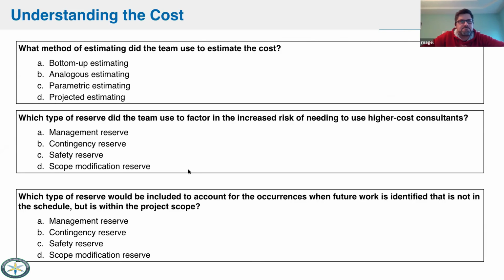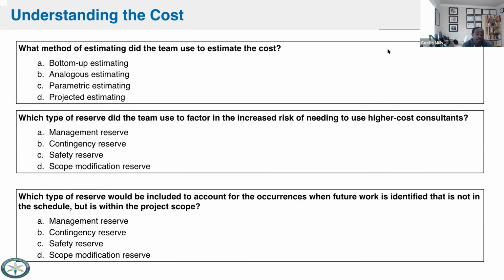Bottom up. Bottom up for Dana too. Okay. What type of reserve did the team use to factor in the risk? Contingency. Okay.